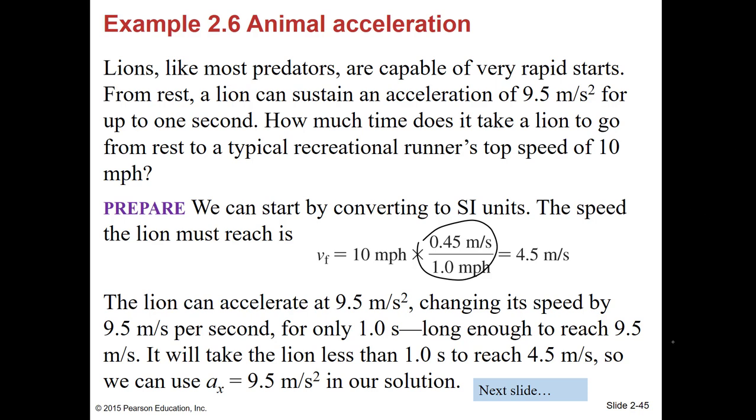So good. So 4.5 meters per second. That's what we want to know. How long does it take the lion to do that? So we know the acceleration of the lion is given, but it only can do that for 1 second. Luckily, we're not actually going to have to use the whole second, because in 1 second the lion can get up to 9.5. We only want the lion to get up to 4.5.